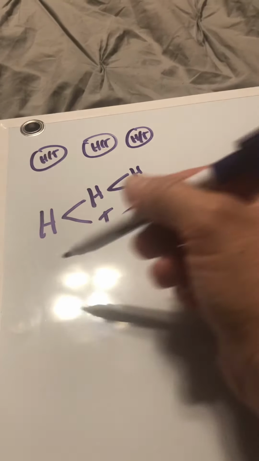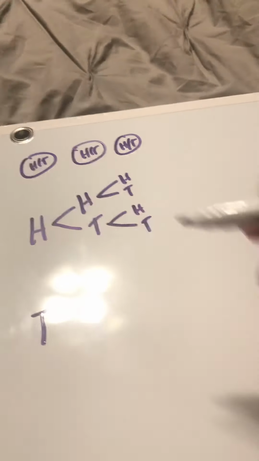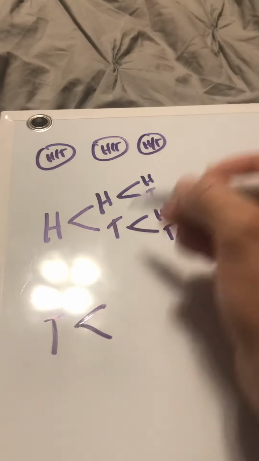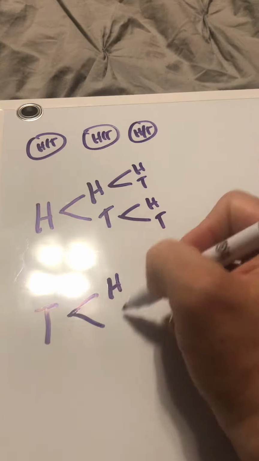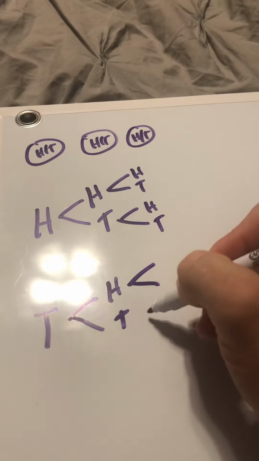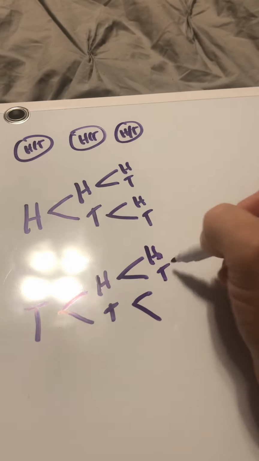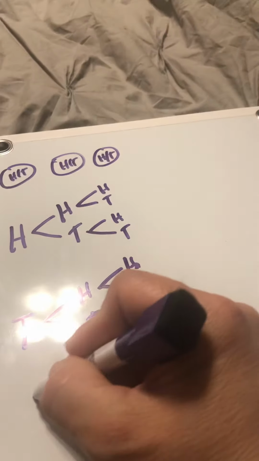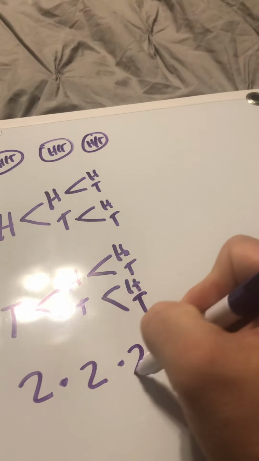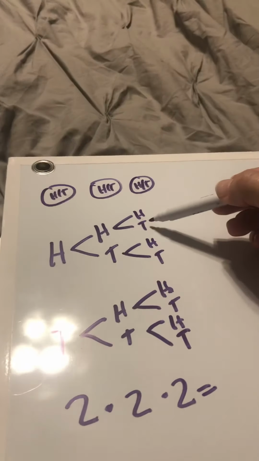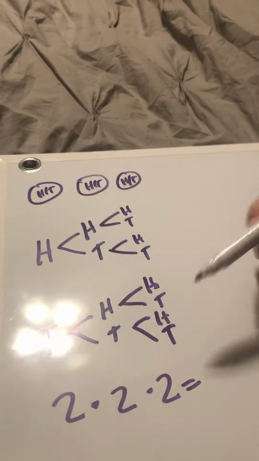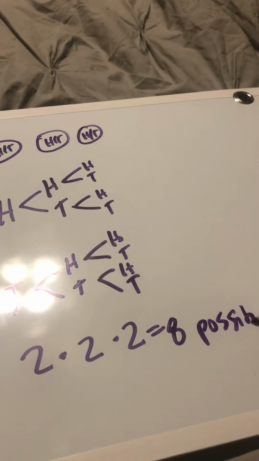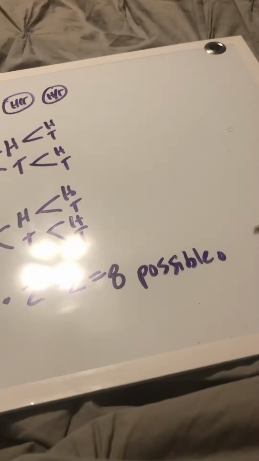So on the first flip, if I don't get a heads, my other choice would be a tails. And so then my second coin toss could be a heads or a tails. And then the third coin toss could be heads or tails, or heads or tails. So I have 2 times 2 times 2. So I should have 1, 2, 3, 4, 5, 6, 7, 8, or 2 times 2 times 2, which is 8 possible outcomes.